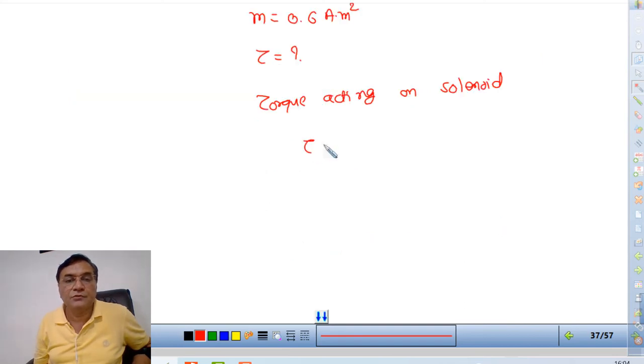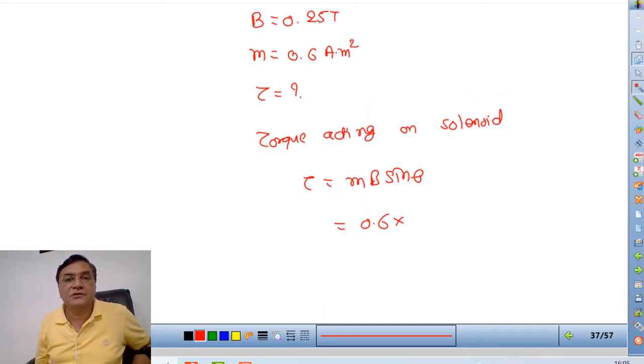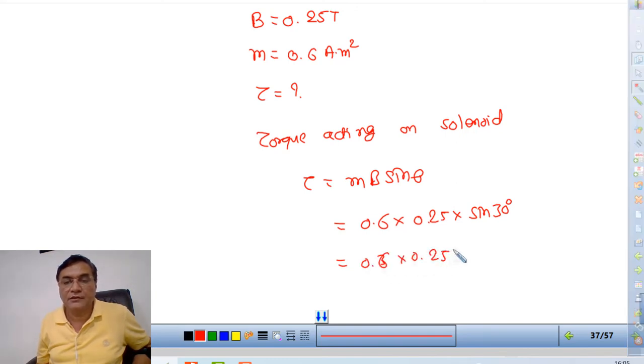Torque is equal to MB sin theta. M is equal to 0.6 and B is equal to 0.25 and sin 30 degree. So sin 30 is half, so 0.3, 0.6, 0.25 into half. So this is 0.3 multiplied by this, so that comes out to be 0.075 joule. So that is your answer, and what is the direction?